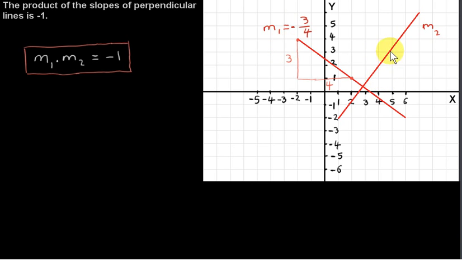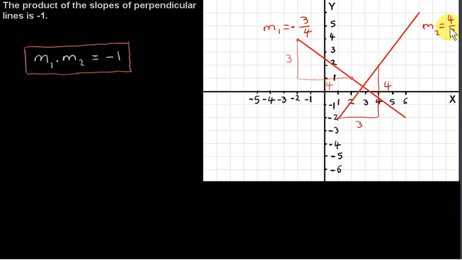Now let's look at M2. We pick this point here, go across here, come down from this point. See, this horizontal distance is 3, vertical distance here is 4. So we can see that M2 is 4 over 3. You can see that for perpendicular lines, one of the lines has negative slope, the other line has positive slope.